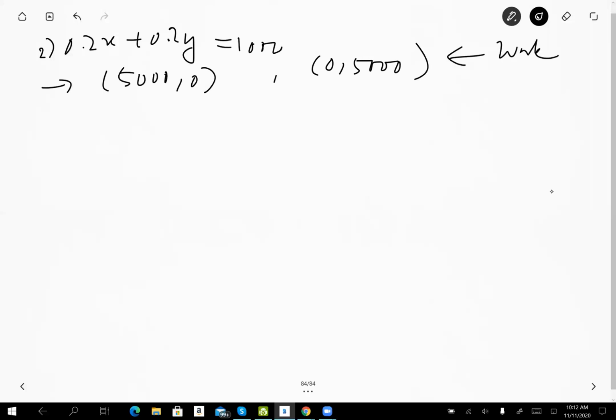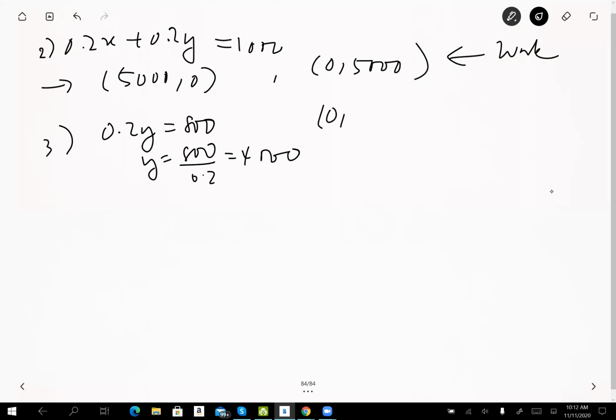And then for the third equation, it's very simple. You got 0.2y equal to 800. So that means y equal to 800 divided by 0.2 equal to 4,000. So y equal to 4,000. The y-intercept is 0, 4,000. And the line is a horizontal line.